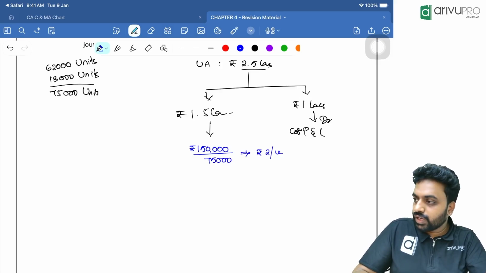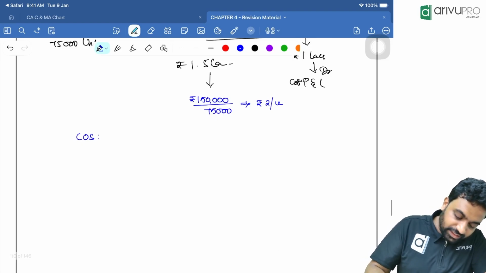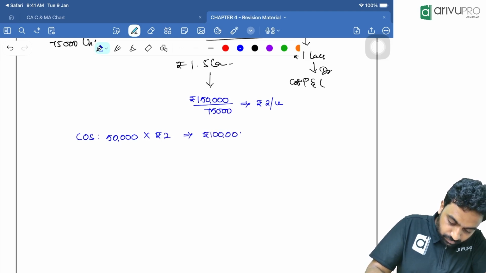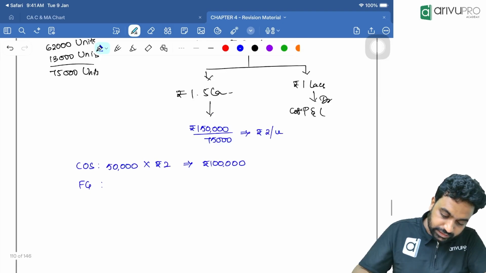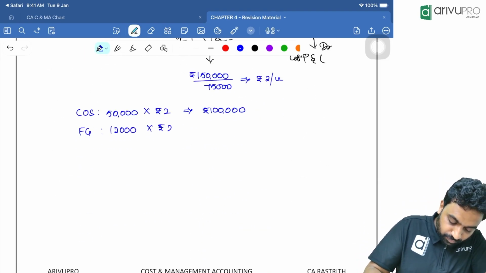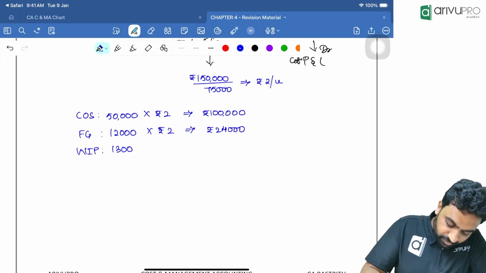Okay. Now, how much should go to cost of sales? 50,000 units sold. So, relating to that, 50,000 into rupees 2, which is 1 lakh. How much should go to finished goods? Finished goods, 12,000 is there in the stock. 12,000 into rupees 2, 24,000. And your closing WIP, 13,000 is there, into 2, 26,000. Got it.